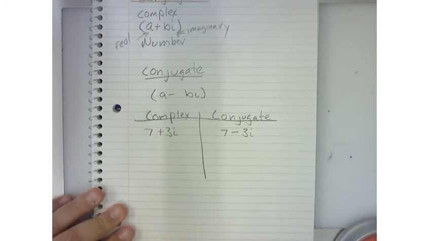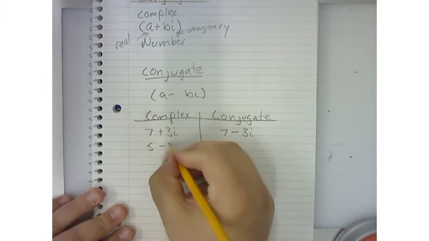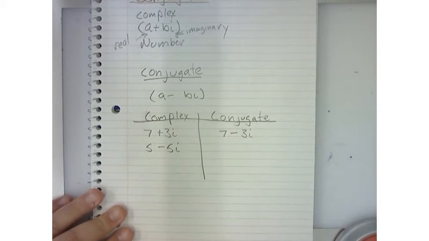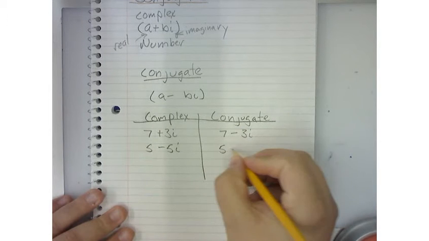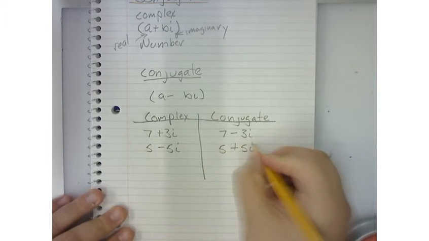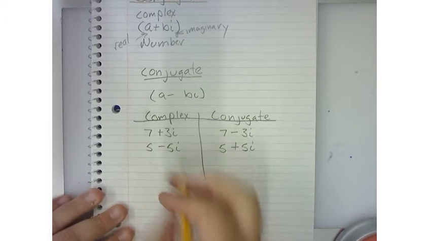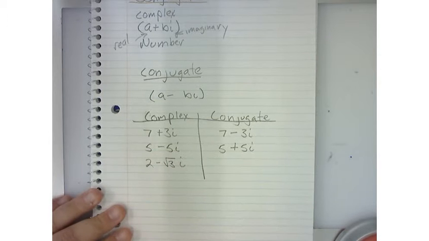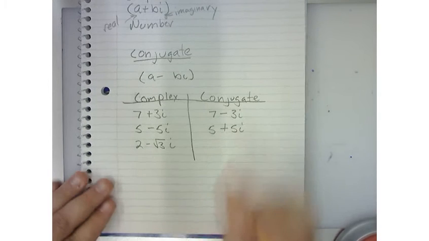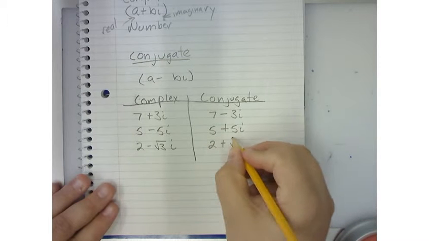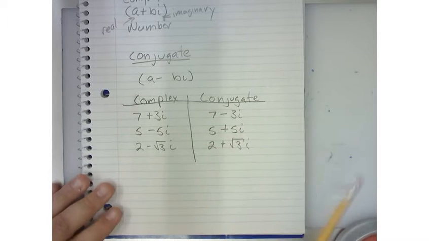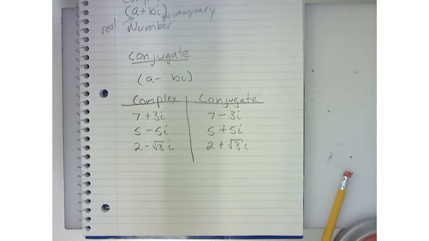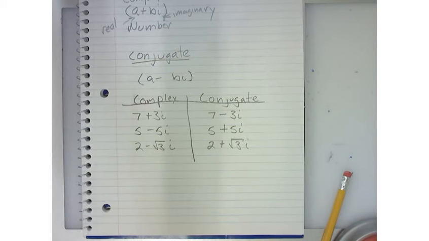If I say 5 minus 5i, what will my conjugate be? 5 plus 5i. If I say 2 minus the square root of 3 i, what will my conjugate be? 2 plus the square root of 3 i. Really, the only thing that changes in the conjugate is this sign.